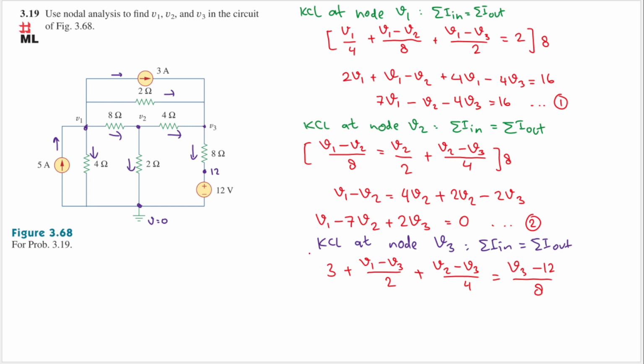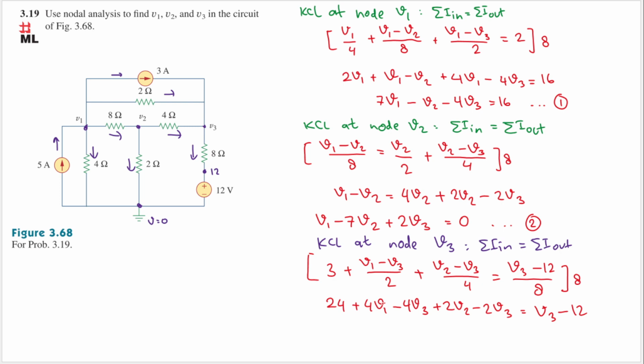Again, we can multiply both sides by 8 from here. And we will have 24. And then plus this one will be 4V1 minus 4V3. And then plus this one will be 2V2 minus 2V3. And this one will be V3 minus 12. Okay, now let's simplify this.